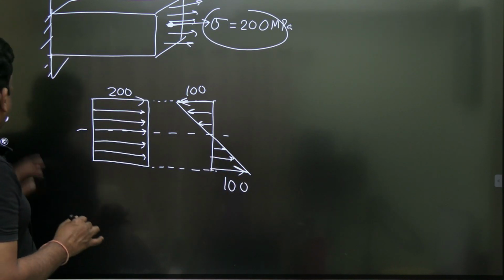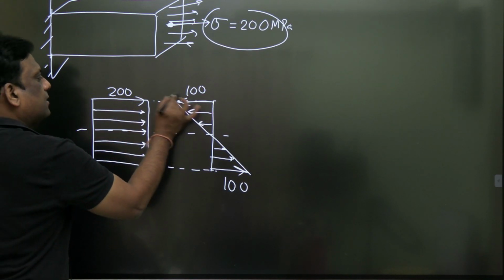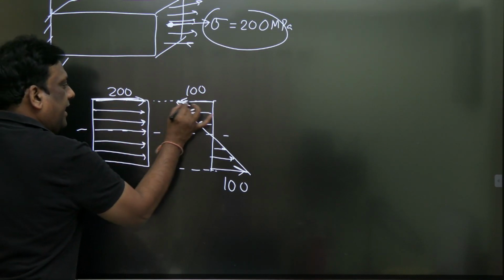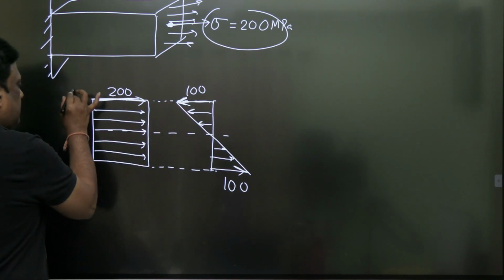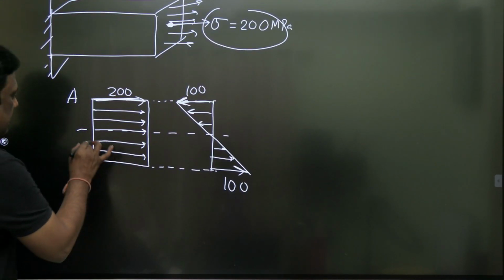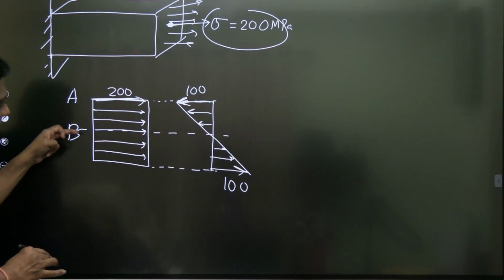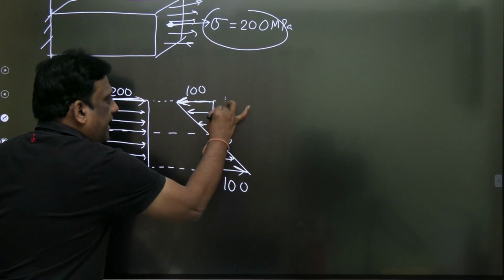Great. Now he is asking, point A is at the top. A is referring to this. And where is B? B is at the center. Let me check, sirs. Yes, B is at the center and A is at the top.